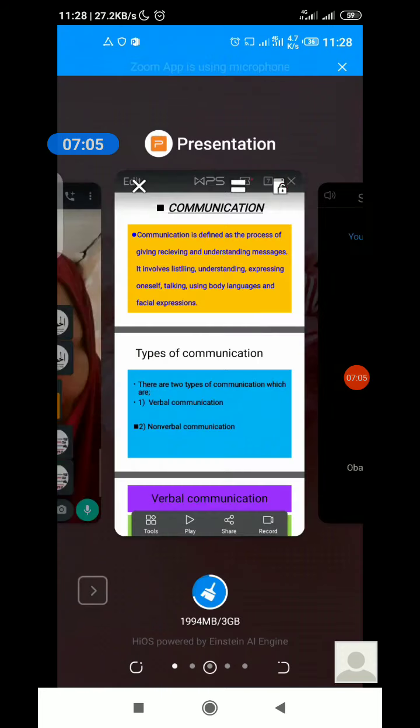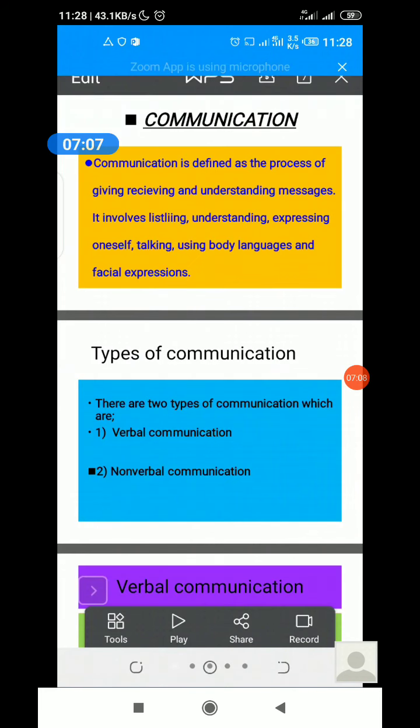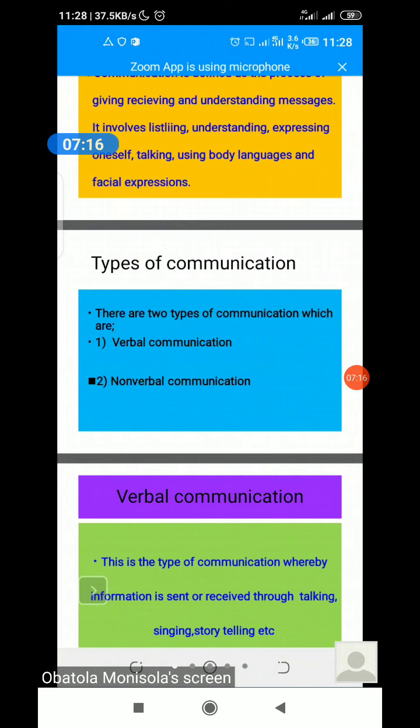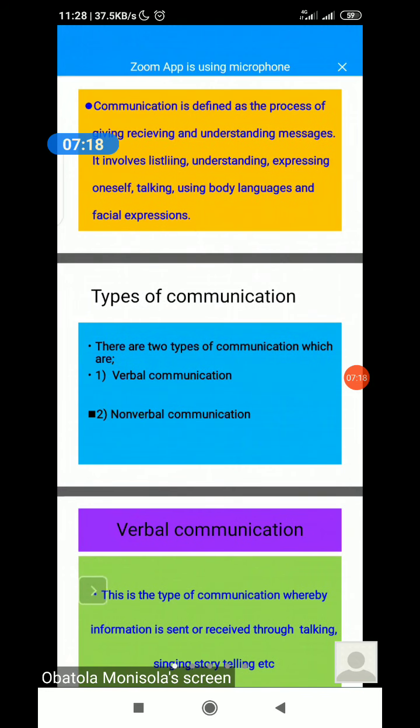Now we can have types of communication. There are two types of communication, which are the verbal communication and the non-verbal communication. I said that we can have two types of communication. We have one, the verbal communication. Two, we have the non-verbal communication. Those are the two types of communication we have.